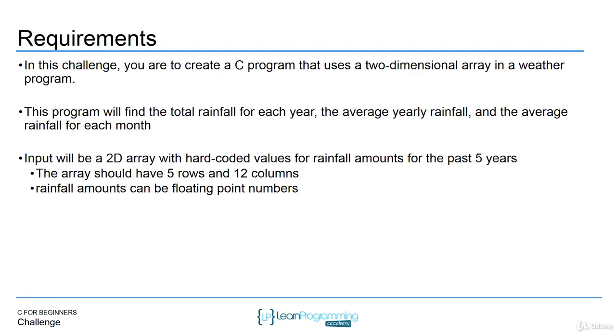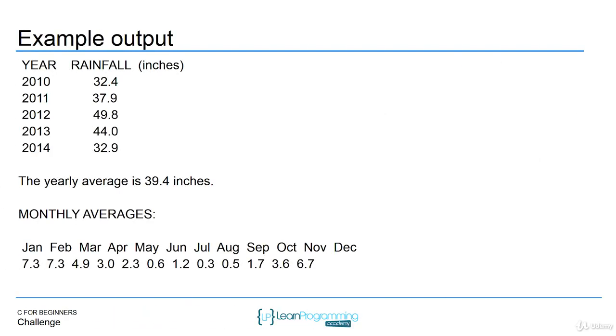And the rainfall amounts should be floating point numbers. Because you often get 7.8 inches of rain for a month, they're going to need to be floating points. So when you create this two-dimensional array, make sure that it's a float. The output for the program is going to look something like this.